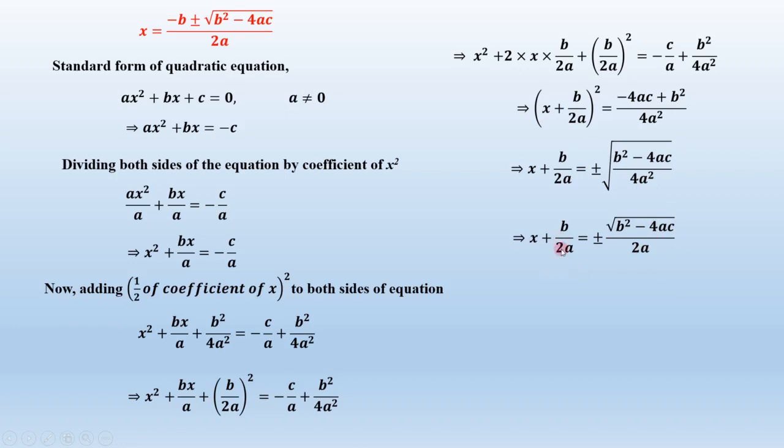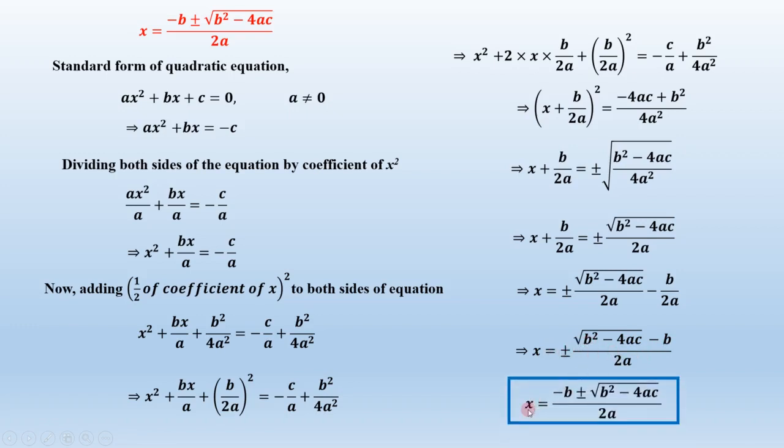Now subtracting b over 2 times a from both sides, we'll have x is equal to plus minus square root of b squared minus 4 times a times c, whole divided by 2 times a, minus b over 2 times a. Now solving the right hand side, we'll have x is equal to plus minus square root of b squared minus 4 times a times c, minus b, whole divided by 2 times a. We can rewrite this expression in this form as well: x is equal to minus b plus minus square root of b squared minus 4 times a times c, whole divided by 2a.